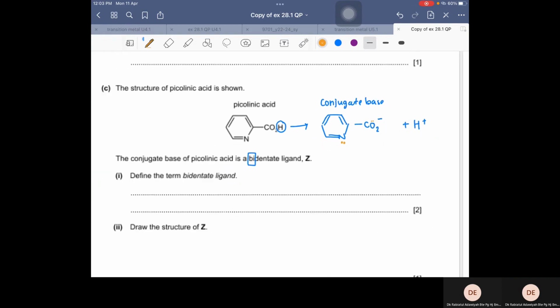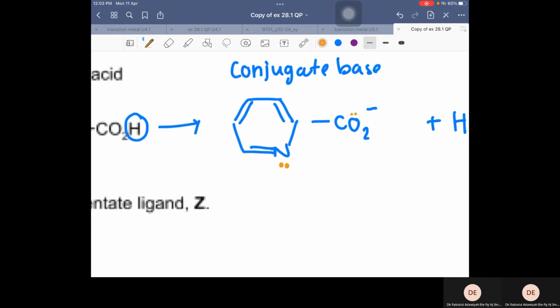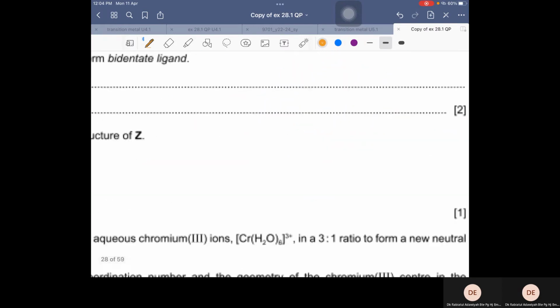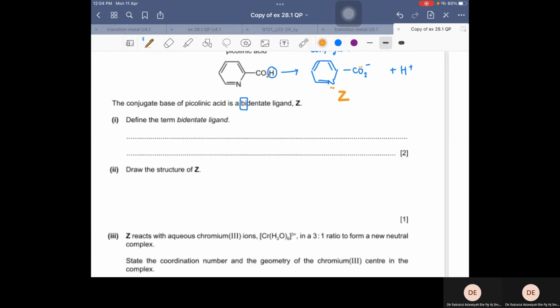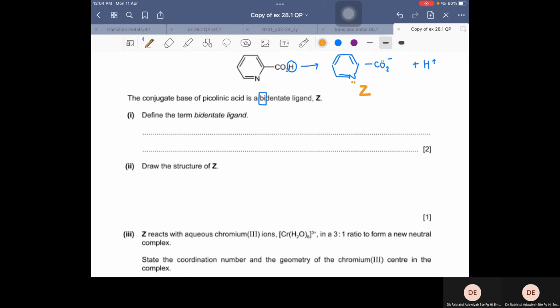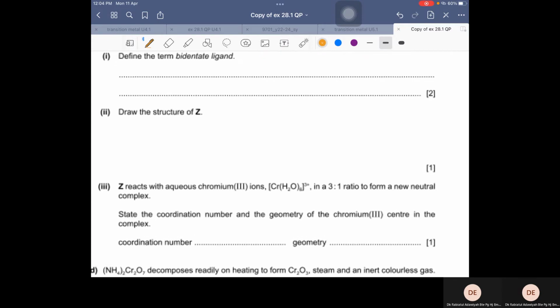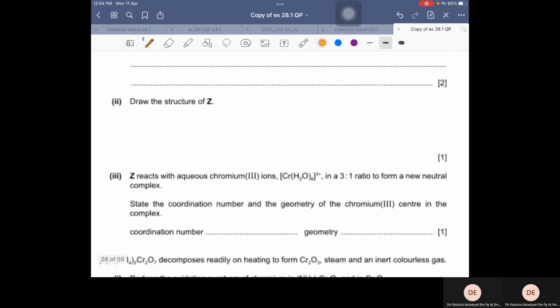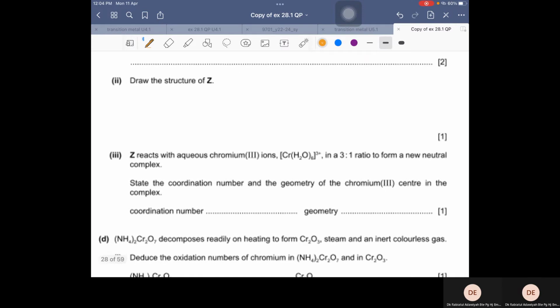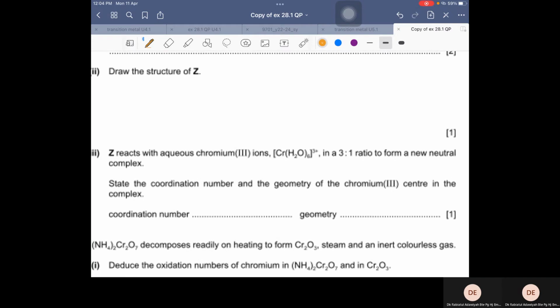Draw the structure of Z. Well, I've already drawn the structure of Z here. This is Z. The next one is what I want to look at. It's not define the term. You know that I don't like definition questions. Part 3, there's the structure, which we already have done.